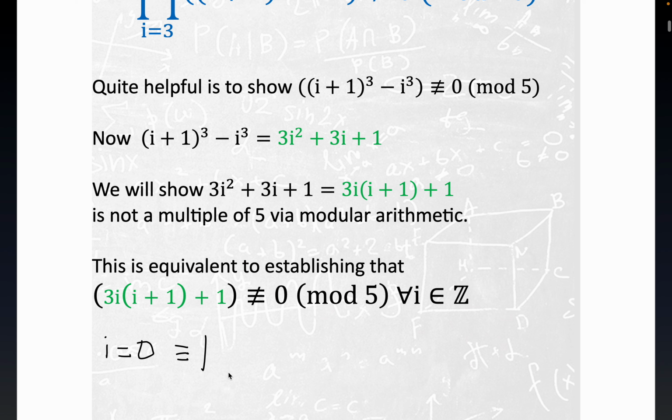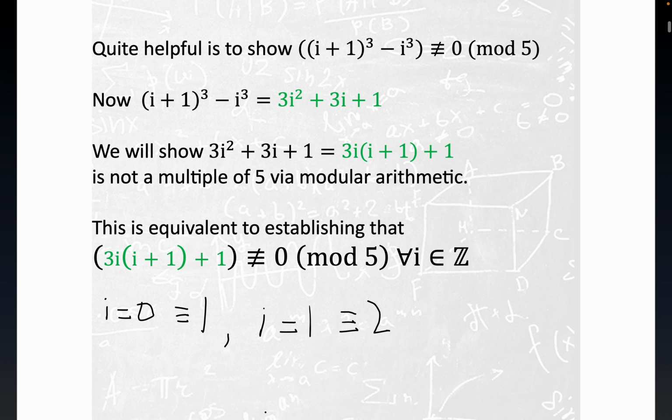All right, and then i equals 1. If we put 1 right here, we get 3 times 2. 3 times 2 is 6 plus 1 is 7, so that would be congruent to 2 mod 5. And again, just to double check myself, if i is equal to 1, if you put a 1 here you get 3, and if you put a 1 there you get 2. So 3 times 2 is 6 plus 1 is 7, but that's congruent to 2 mod 5. All right, let's keep going.